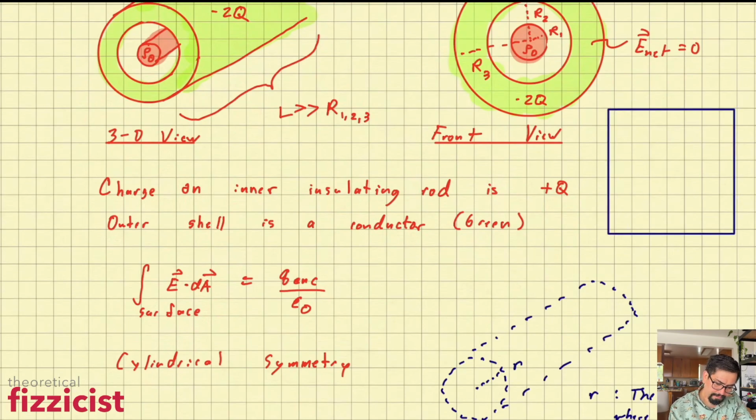So again, R1, R2, R3 are related to the problem in terms of the geometric description of the charge distributions. So these are material radii. And then little r is a mathematical radius. This is where I want to actually know the field. So it's the radius of interest.